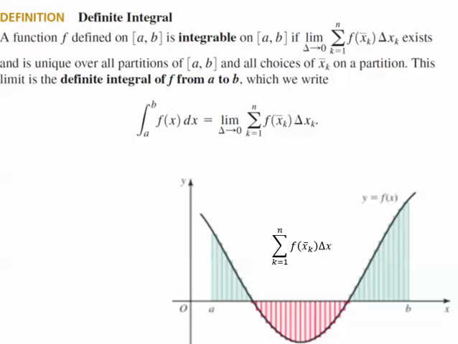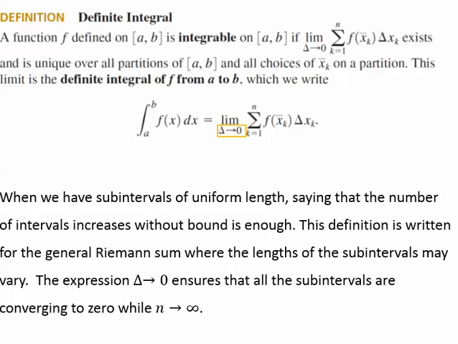The definite integral, what does that mean? The definite integral is the result of an infinite Riemann sum. We say that a function is integrable if the limit exists. Now this limit thing requires some explanation, so let me talk about that for a minute.